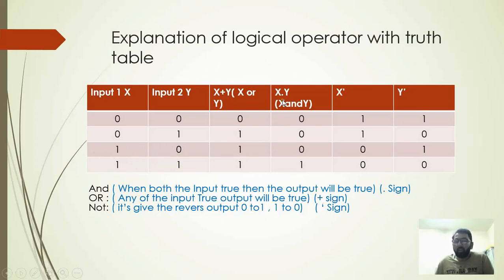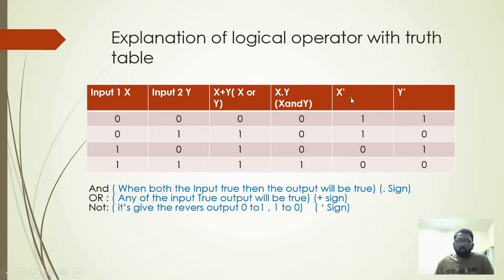But in the and sign, x dot y, x and y, both inputs must have the true value. So only one row has the true value here, 1 1, so the output will be 1 here. The remaining all had the 0 values in 0 0, 0 1, 1 0. For 1 1 the output is 1, because when both the inputs are true, then the output will be true, and it is denoted by the dot sign operator.